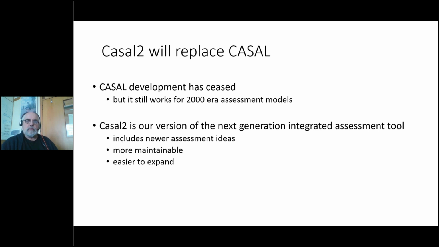So this is just to let you know that CASAL development has ceased. It still works, but it does use a 2000 error assessment model, so you can still use it, but we're not developing it anymore. So CASAL2 is our version of the next generation integrated assessment. It includes newer assessment ideas, it's more maintainable, and it's easier to expand.